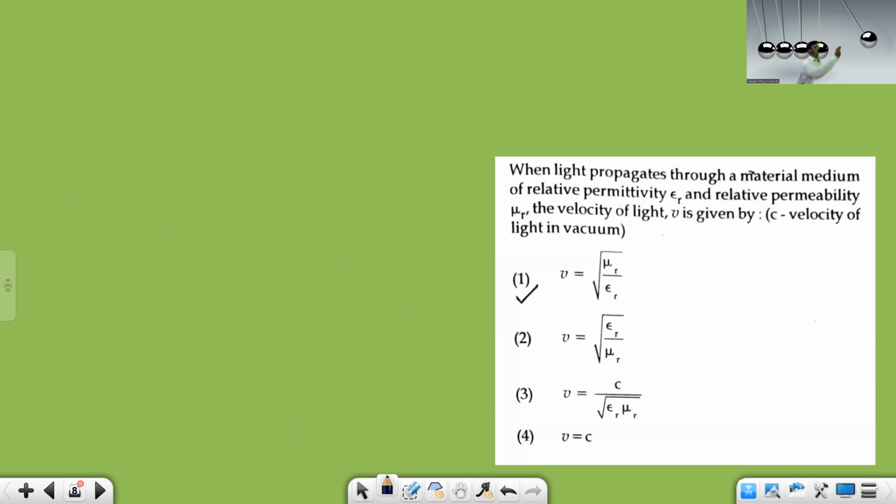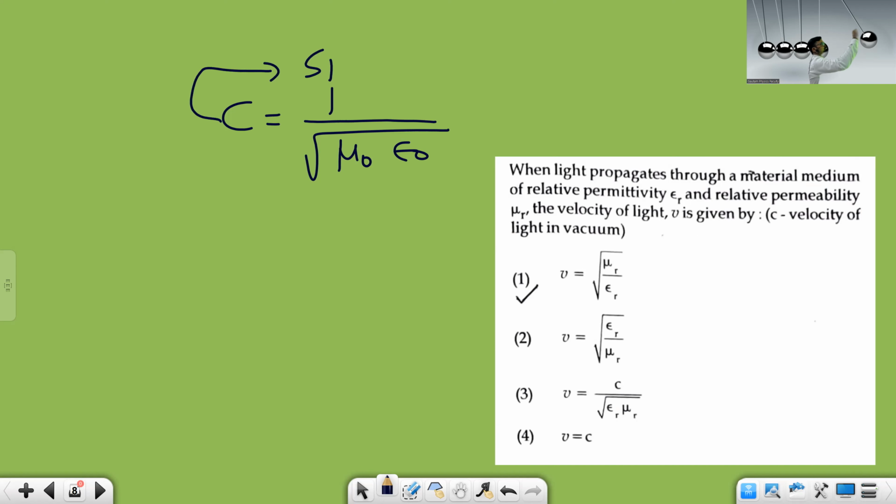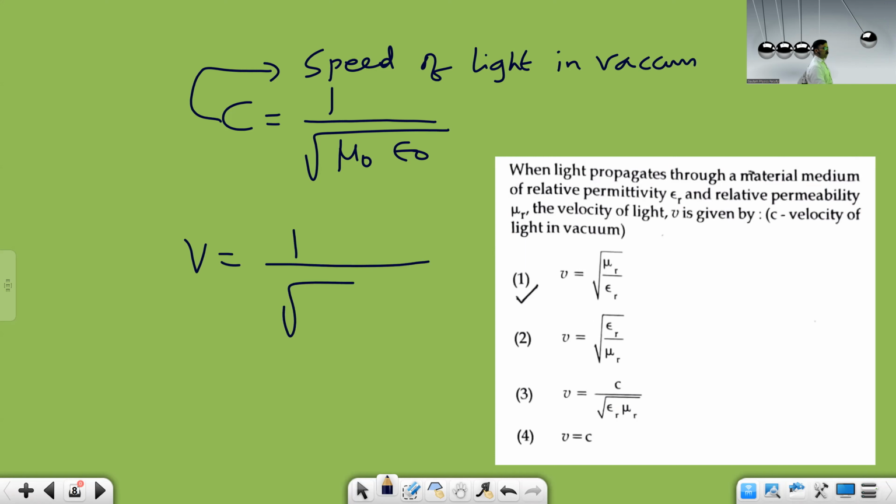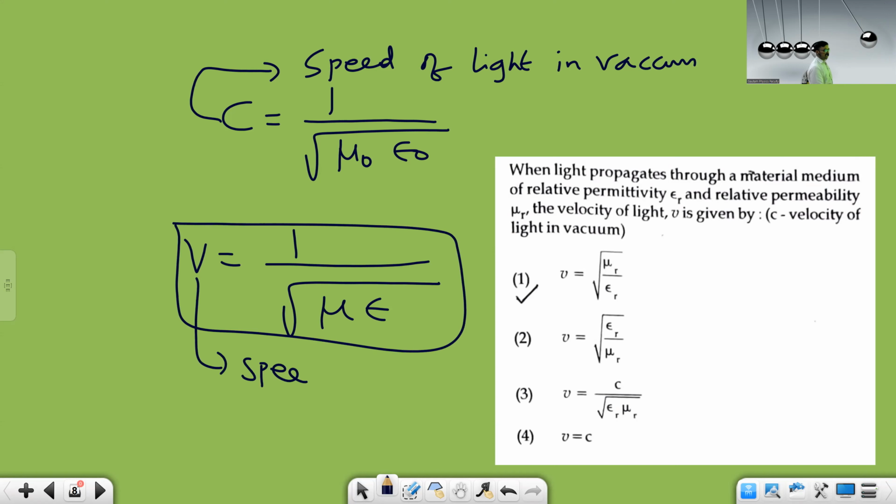This is one formula we have. The speed of light is given as c. We know the formula c is equal to 1 by square root of mu naught epsilon naught. Here mu naught is called the permeability of free space, and epsilon naught is called the permittivity of free space. c is the speed of light in vacuum. What should I write next? v is equal to 1 by square root of mu epsilon. This is the speed of light in a medium.